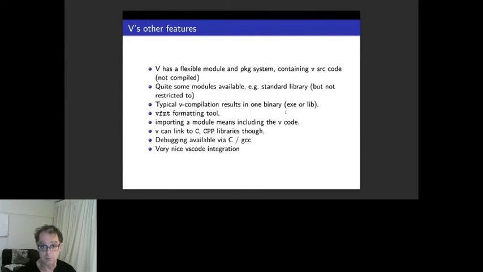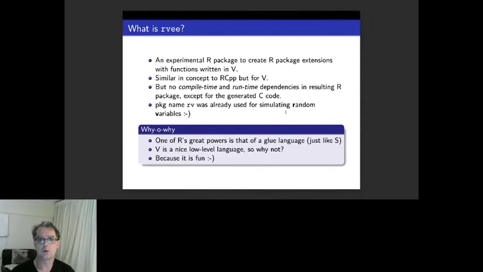And there are some other features like nice Visual Studio Code integration. So what's RPhi? RPhi is an experimental R package to create R package extensions with functions written in V. Well, it's a bit similar to Rcpp and also, I guess, to what I just saw, rextendr and Cargo, but way less mature.